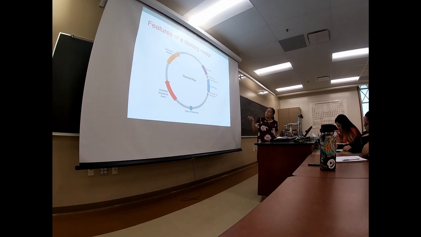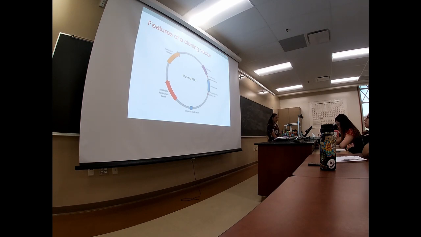Some vectors, if they're really fancy, can even have a secondary selectable marker, meaning like a color change. And so there could be other things that could be engineered in. Oftentimes this will be over here in the multiple cloning site. So for example, if you clone the gene in, then the color will change because you've disrupted some type of gene that was there. So they kind of put this in a different spot just for making it simple. But you could have other selectable markers on your plasmid to make it even more obvious that you got what you needed.